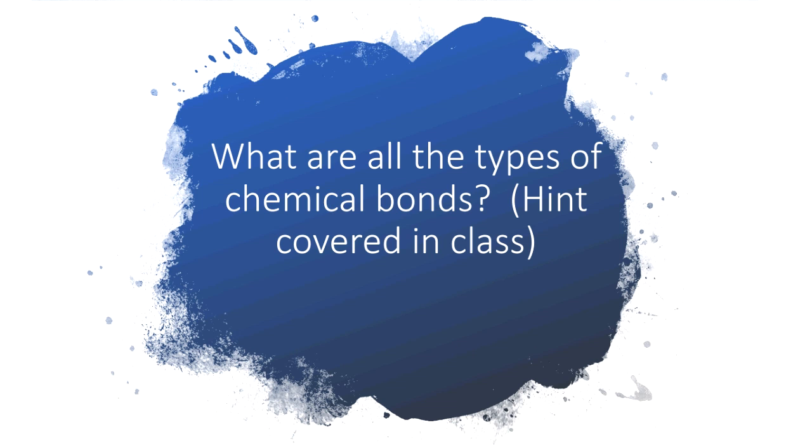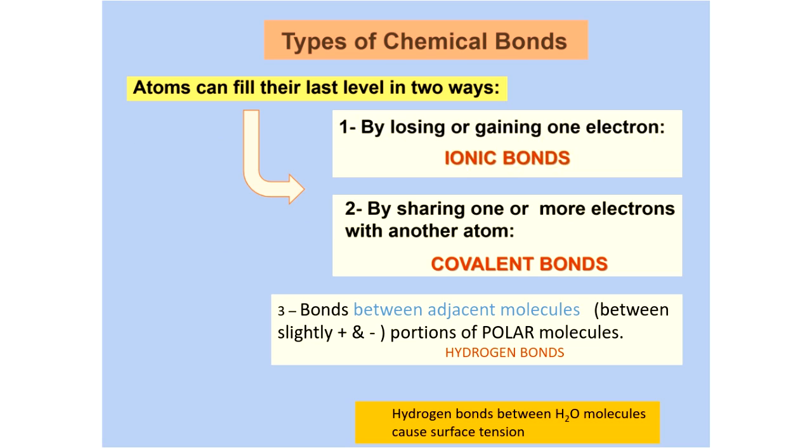So we're going to talk about the types of chemical bonds right now. We have ionic bonds, where the element is either losing or gaining an electron, like literally it loses it or it gains it. So one of them is positive, and the other is negative.